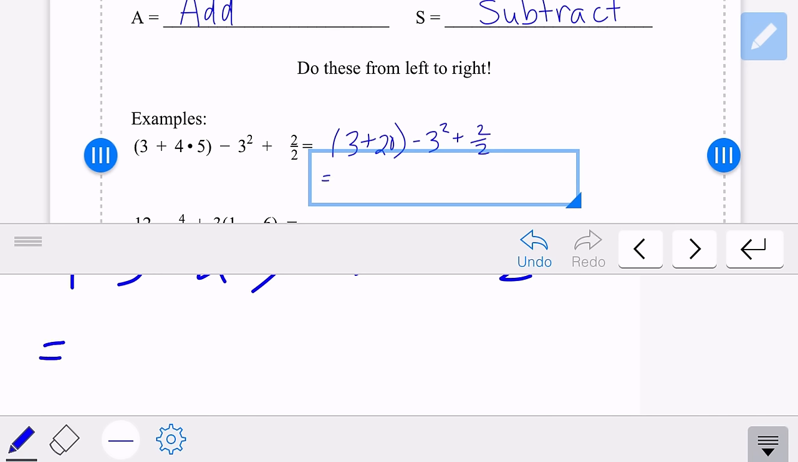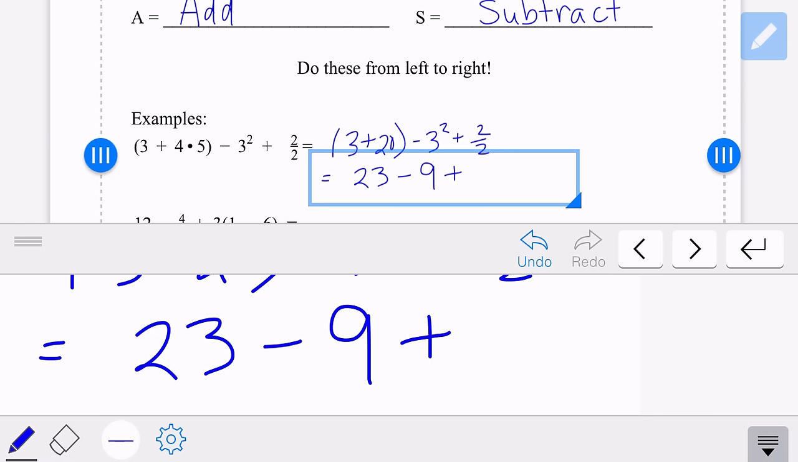So then we would have 3 plus 20 is 23. And then minus 3 squared, that exponent is going to come next. 3 squared is going to be 9. And then we can go ahead and take care of that division, since now all we're left with is subtract, add. That division is going to happen next, so let's go ahead and do that. 2 over 2, that's 2 divided by 2. It's going to be 1.